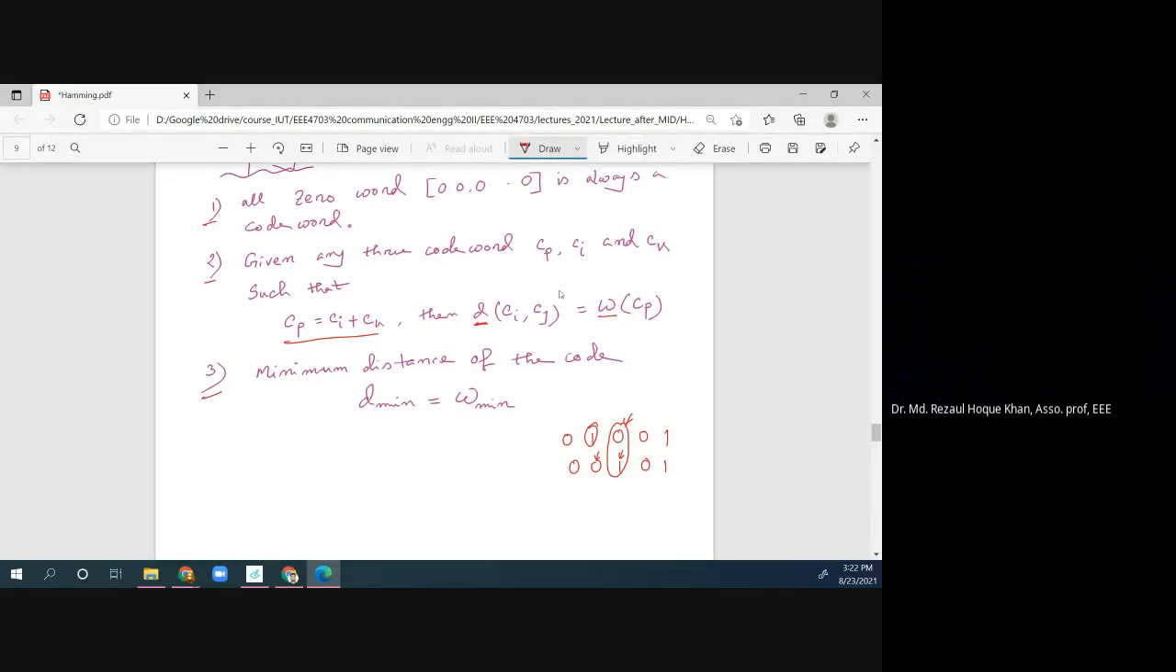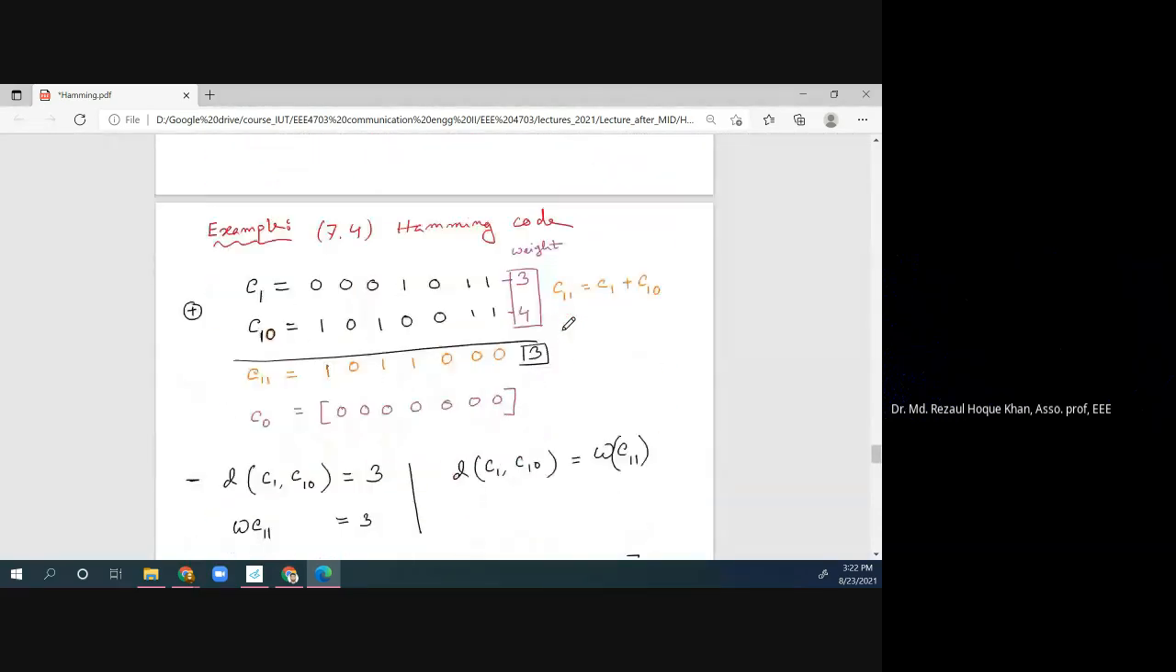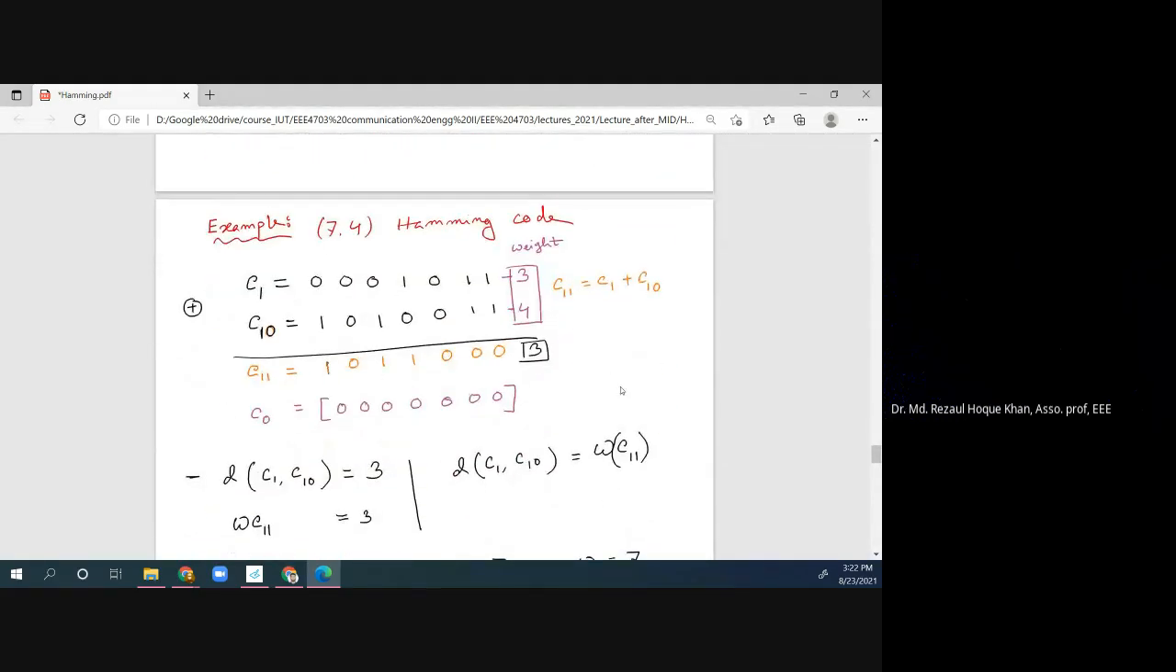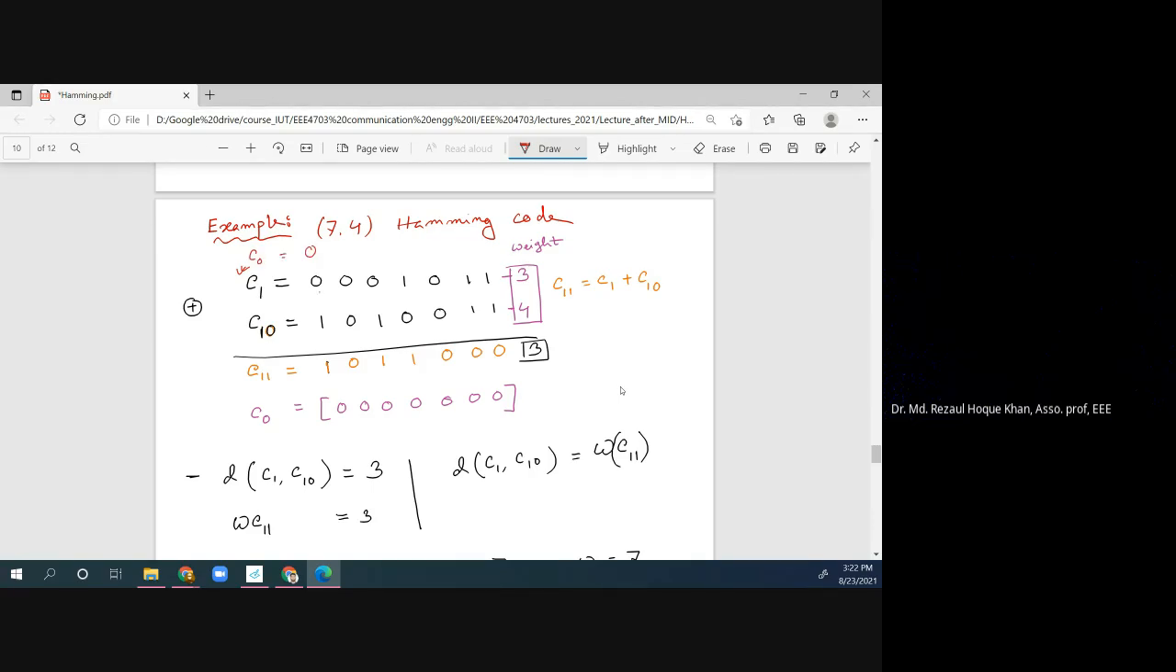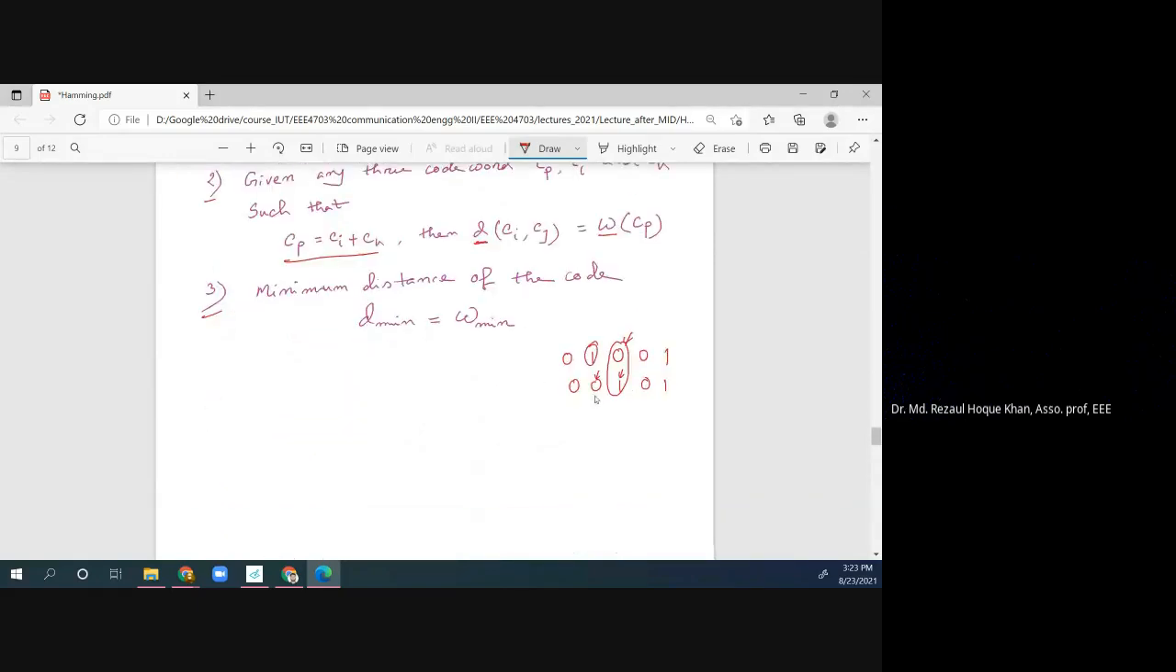Instead of going through these three, why not see an example? It will be easier for you to understand. From the series of Hamming codes, I will choose two. C0 is the all-zero word, 7 bits: 1 2 3 4 5 6 7. A linear block code says C0 is also a code, meaning 0 0 0 0 0 0 0 is a code. This is our first condition, or first property.